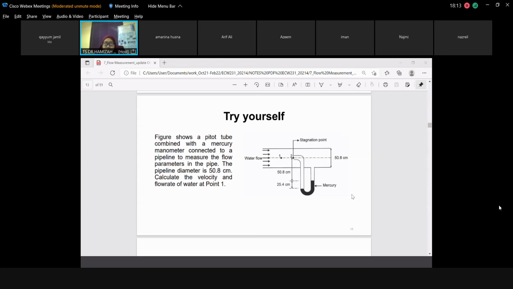The characteristics is on the L shape. Okay, did we discuss this question? You can see my slide, right? Did we already discuss this topic, where the pitot tube is combined with the manometer?